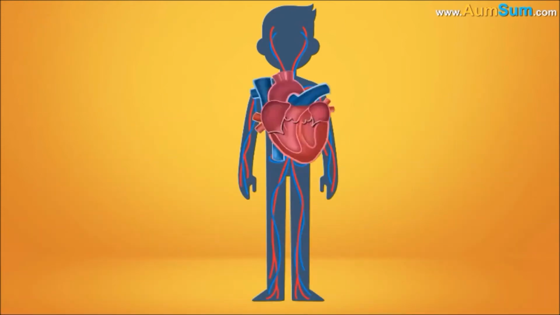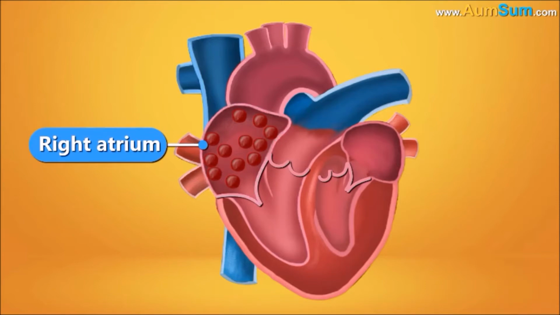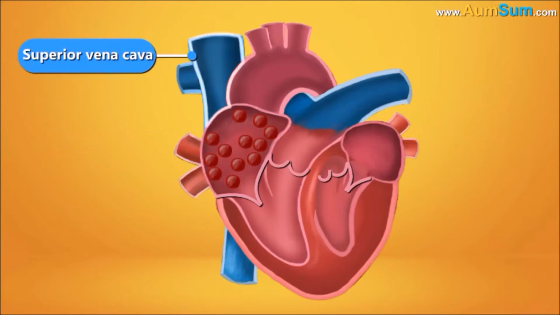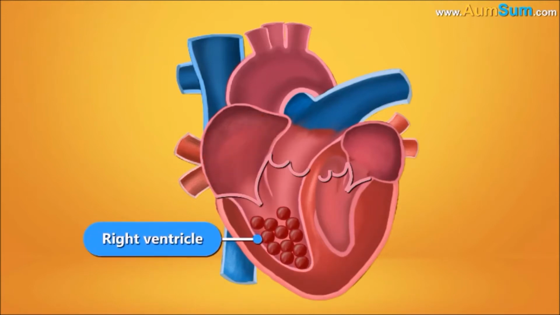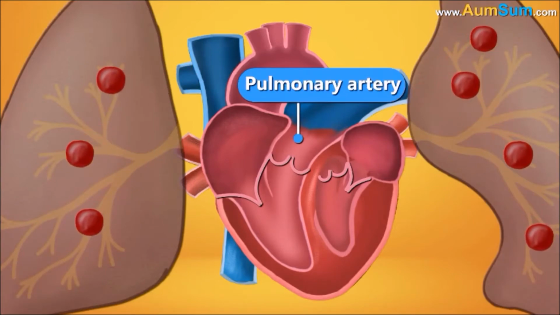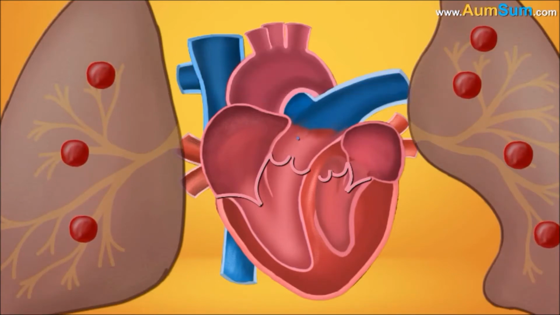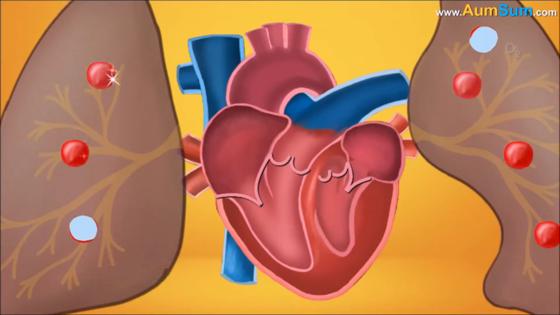Let's understand this movement. From the different body parts, deoxygenated blood is collected and brought to the heart. It enters the right atrium through blood vessels called superior and inferior vena cava. This deoxygenated blood now moves into the right ventricle. Now, in order to purify the blood, it is sent to the lungs via the pulmonary artery. In the lungs, the blood is purified, that is, carbon dioxide is removed and oxygen is added to the blood.